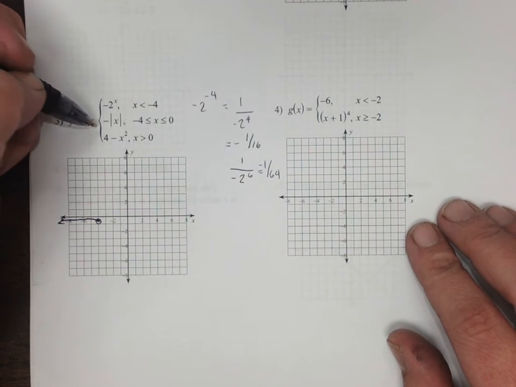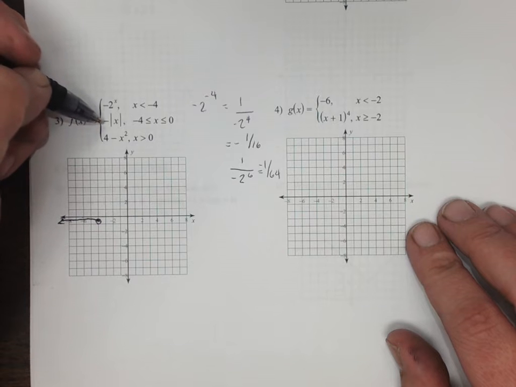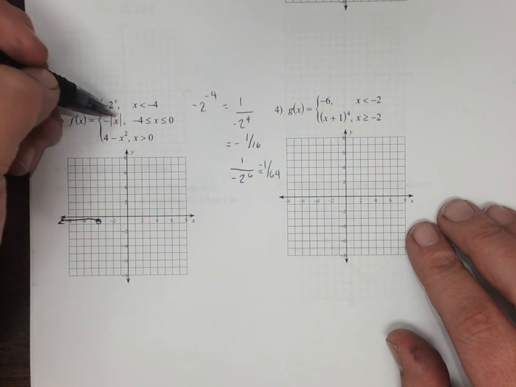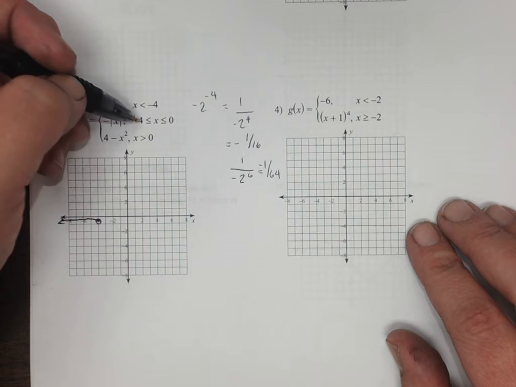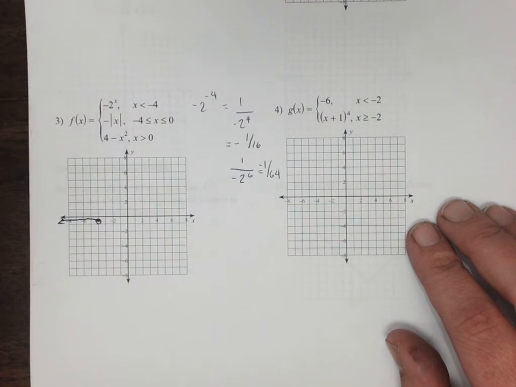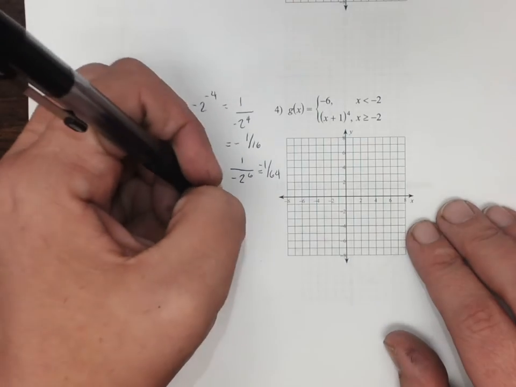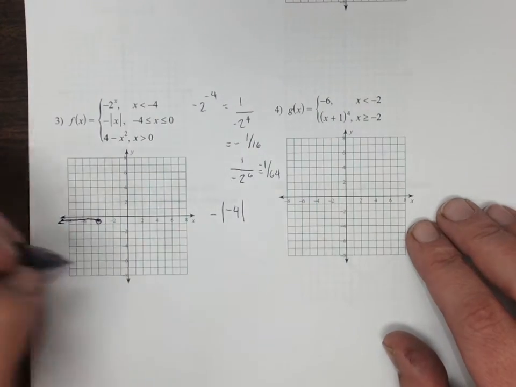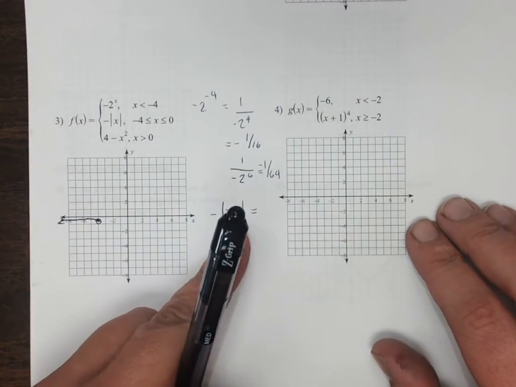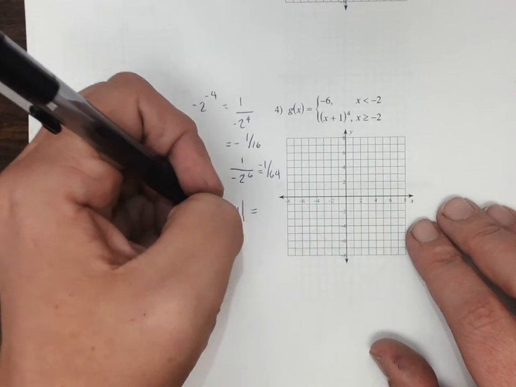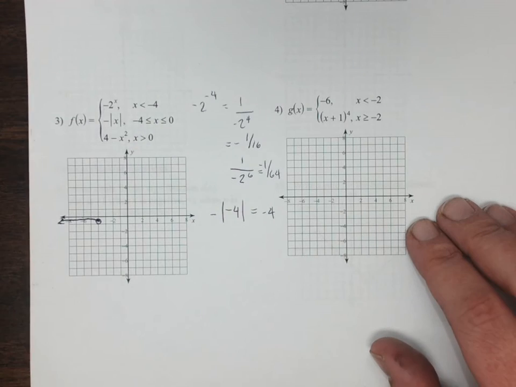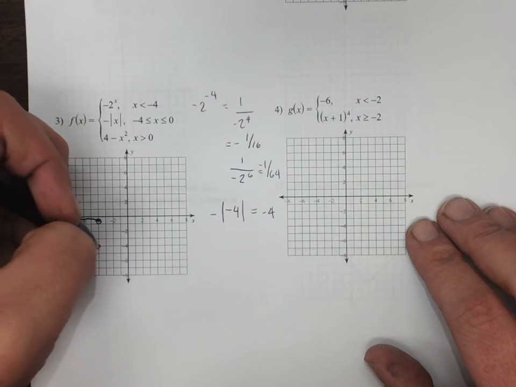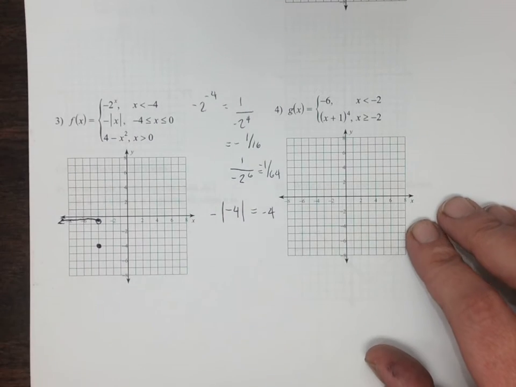Okay, next section I have the negative absolute value from negative 4 to 0. And this is included here. So let's think about what is the negative absolute value of negative 4. Well, coming out of the absolute value, I get a positive 4, but it's still negative out in the front. So I'm all the way down here at negative 4, and I have a closed-in circle.